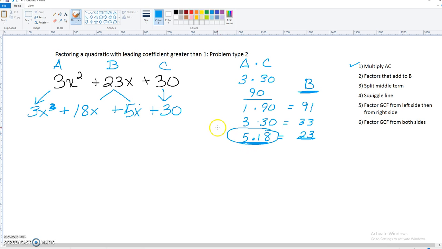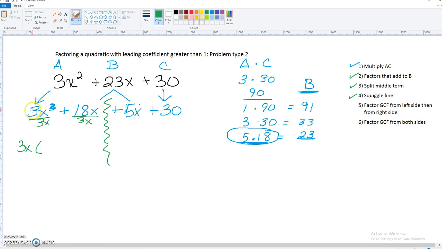Okay, now if you look, now that we've split this, do you see what I'm seeing? We've got 4 terms. And anytime we have 4 terms, we draw our squiggle line. Okay, so let's check some of these off. We've factored, we've split the middle term, we've drawn our squiggle line. Now we need to factor on the left side. So on the left side, we can take a 3x out. So we're dividing by 3x.